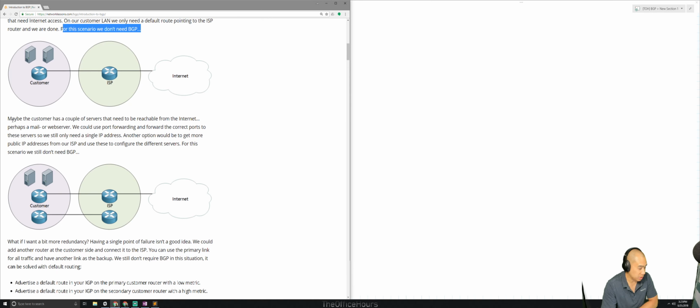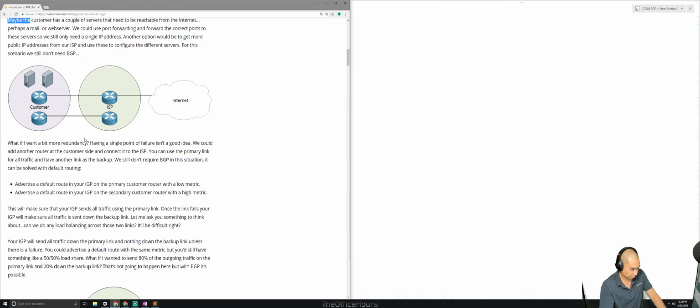All right, so another scenario: maybe the customer has a couple of servers that need to be reachable from the internet, perhaps a mail or web server. We could use port forwarding and forward the correct ports to these servers so we still only need a single IP address. Another option would be to get more public IP addresses from the ISP and use these to configure the different servers. For this scenario, we don't need BGP.